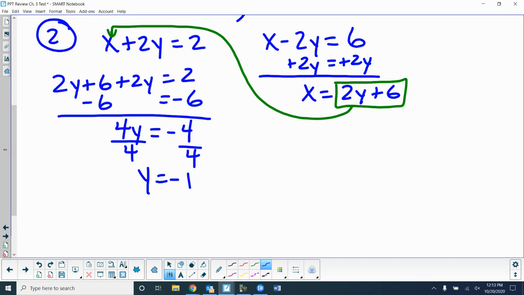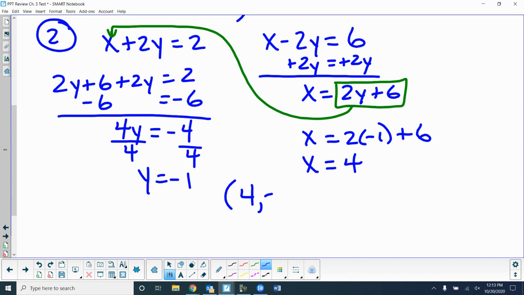Then substitute in, I'll just put it in this one here. So x equals 2 times negative 1 plus 6, which is 4. So the answer to number 2 is 4, negative 1. Questions on that?